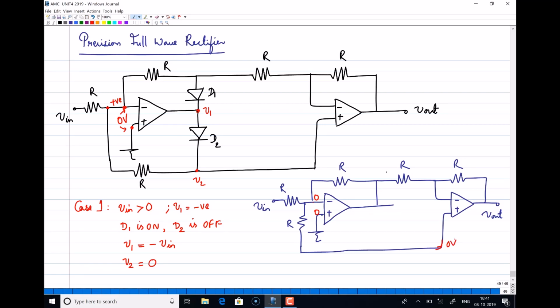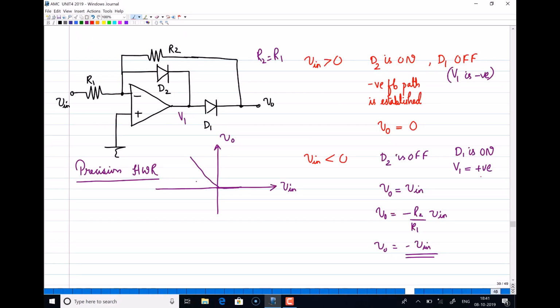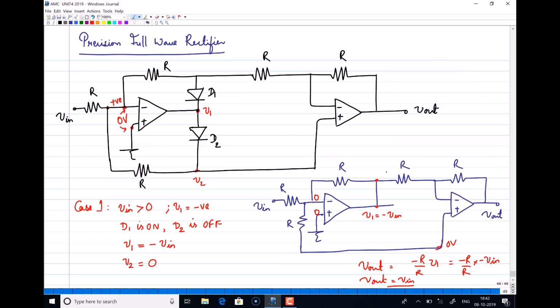So this is my V1 voltage, that is equal to minus Vin. Now that is going as the input to the second stage. The second stage is again another inverting amplifier. So output voltage can be written as minus R by R into V1, so it is minus R by R into minus Vin. So basically your Vout will be equal to Vin. Right, Vout is equal to Vin.